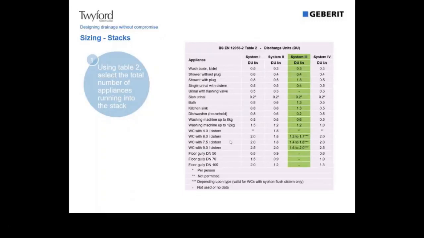I spoke about the 4 liters per second. So the only one that actually puts it in is System 2. Now, because of that, we can't actually put any number in. So 1.8. We can't even use that 1.8. It's simply not permitted under 12056 as a sizing. In some of them you could potentially work on a different number, but certainly with these we're very limited.